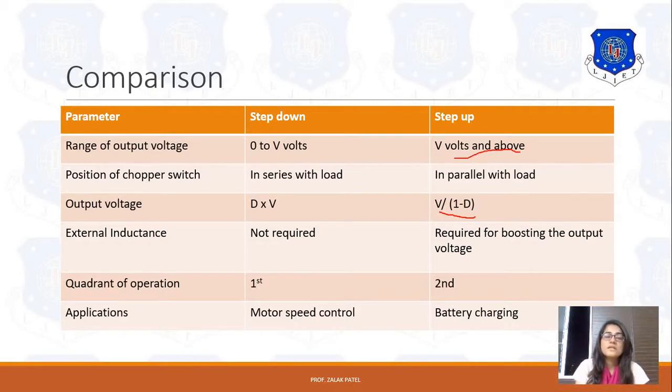Quadrant of operation: in case of step down, it is first quadrant operation. In case of step up, it is second quadrant. And from the application point of view, step down is used for speed control, and step up chopper is used for battery charging. So this is the comparison. This can be asked in either a 3 marks or a 5 marks question.